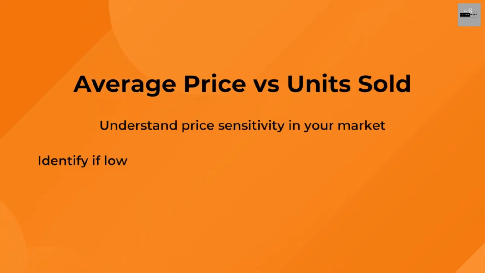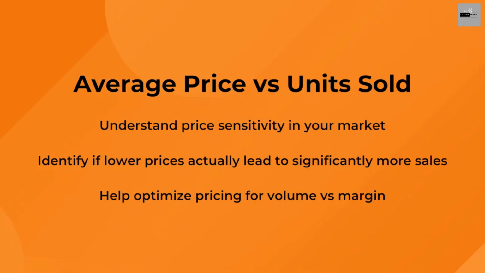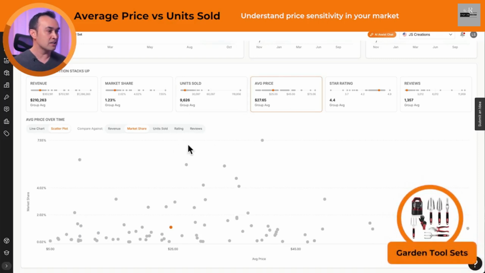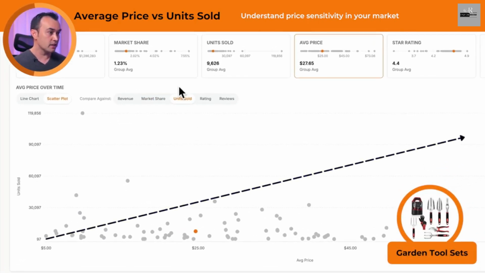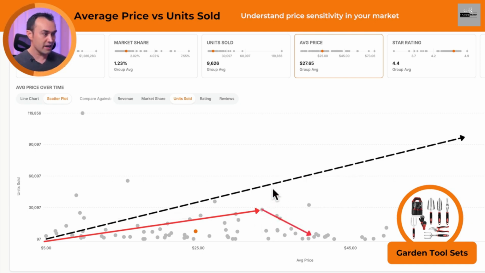Now, next up is price versus units sold. While this might seem similar to price versus revenue, it can tell a different story, especially when products have varying price points. Here, we're mainly looking for price sensitivity in the market. Let's take a look at this garden tool sets segment. The price sensitivity here is really clear. We can see that higher prices don't lead to more sales. And once you hit about $35, sales actually tend to decline after that.